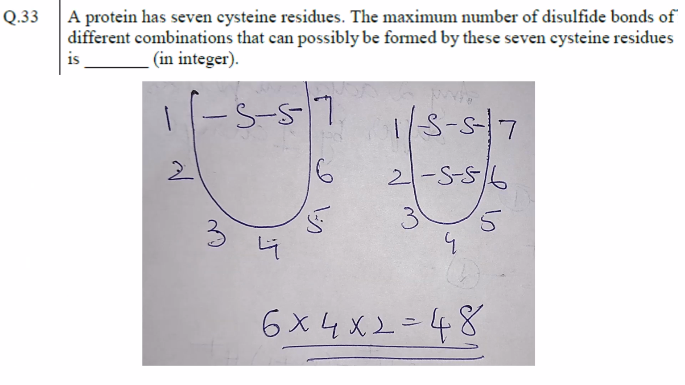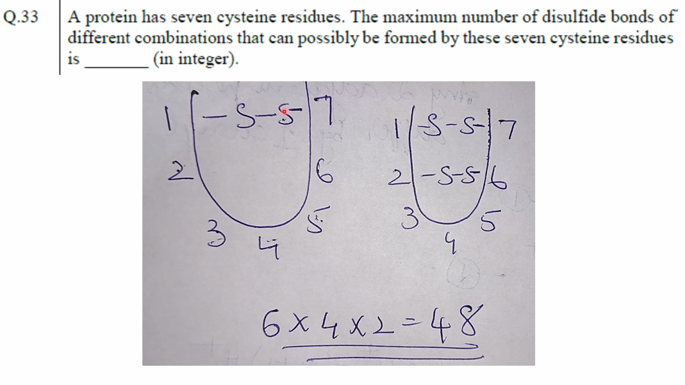Then next one. A protein has 7 cysteine residues. The maximum number of disulfide bonds of different combinations that can possibly be formed by these 7 cysteine residues. So don't consider this disulfide bond I have drawn here when I am explaining first. Later I will tell you why I have drawn it.